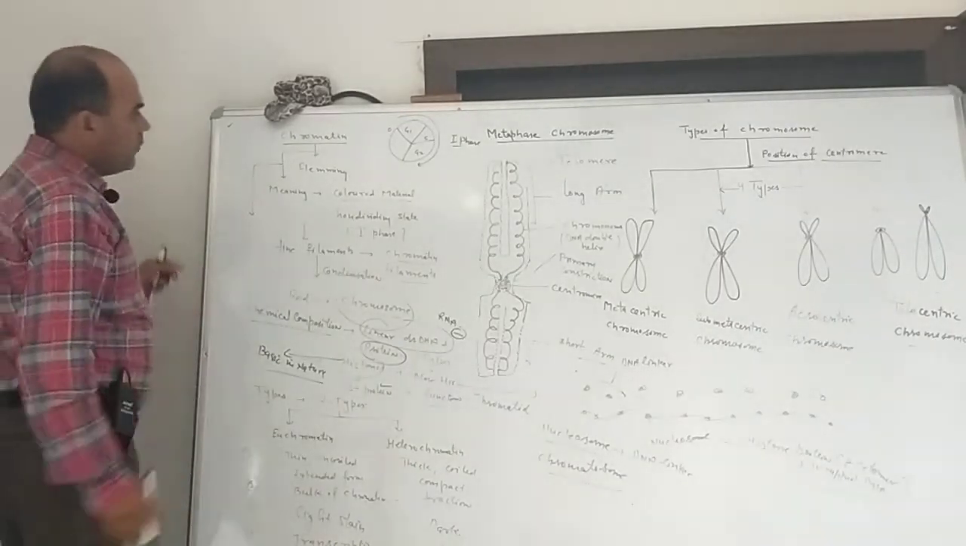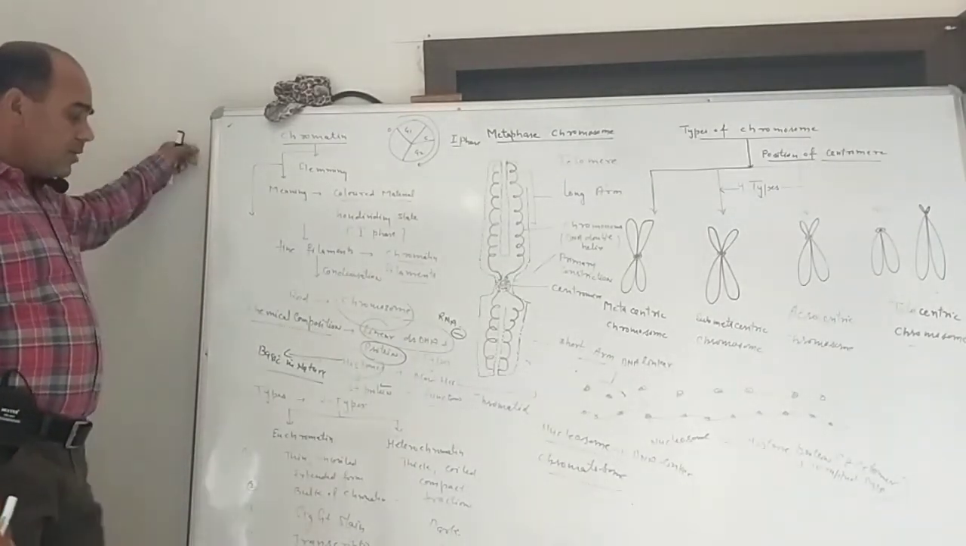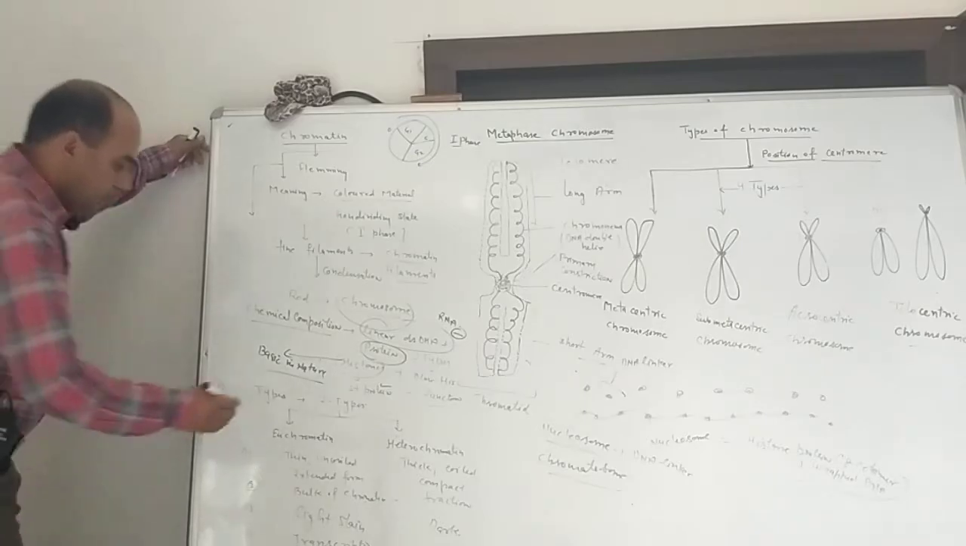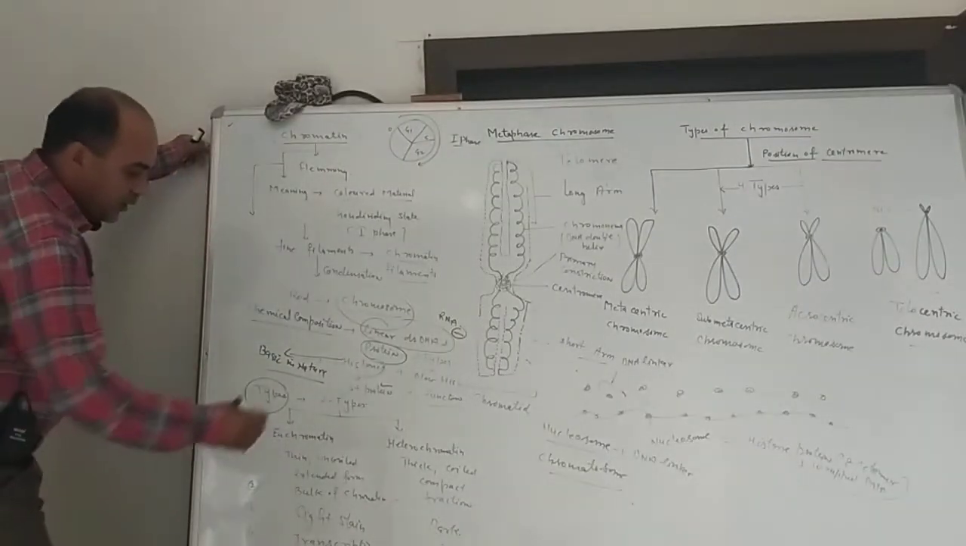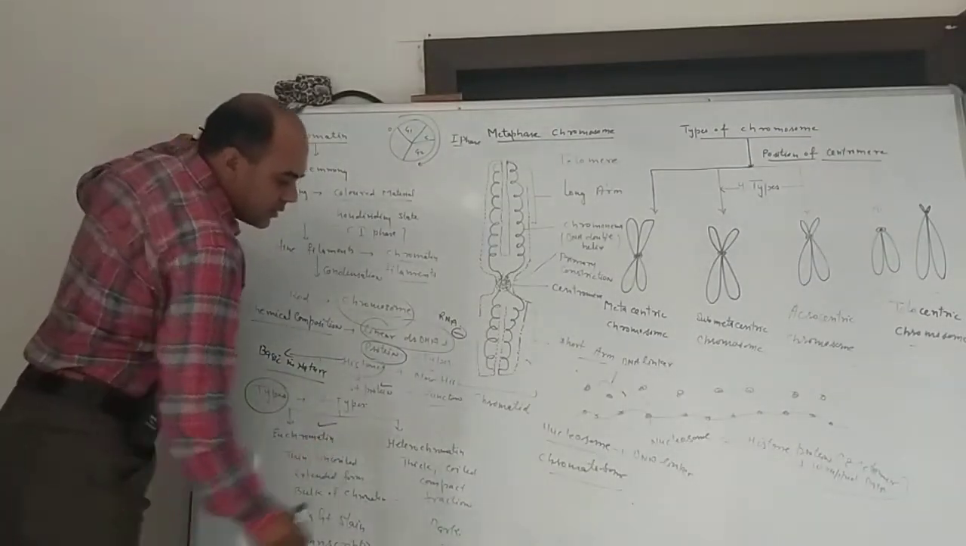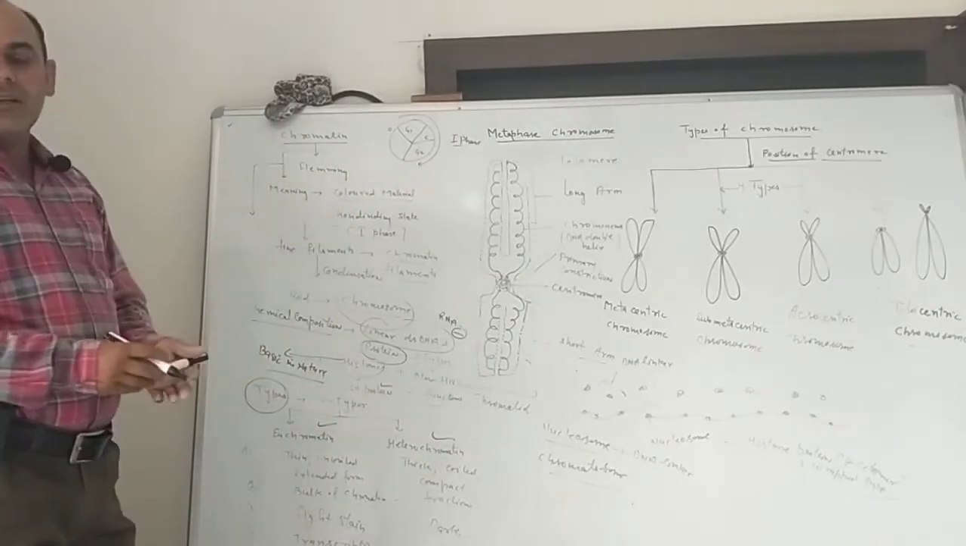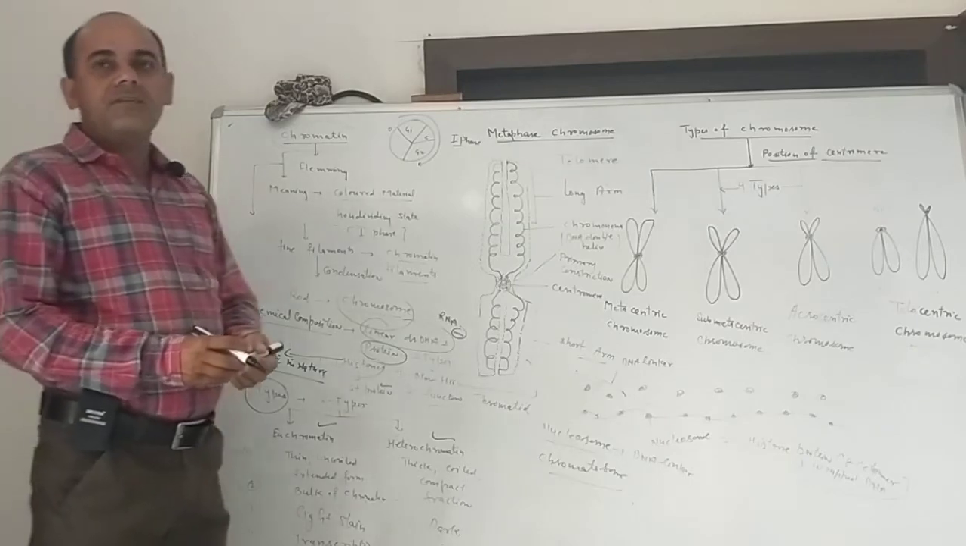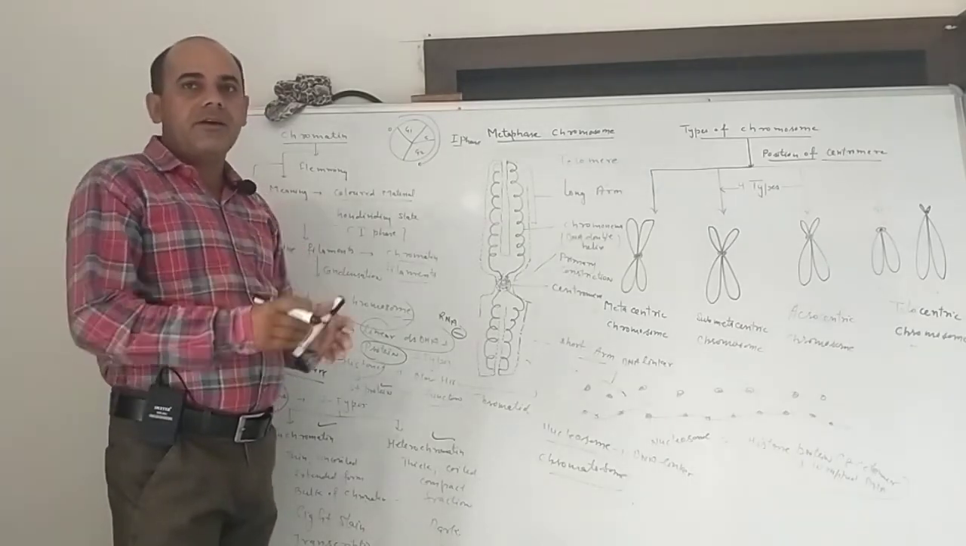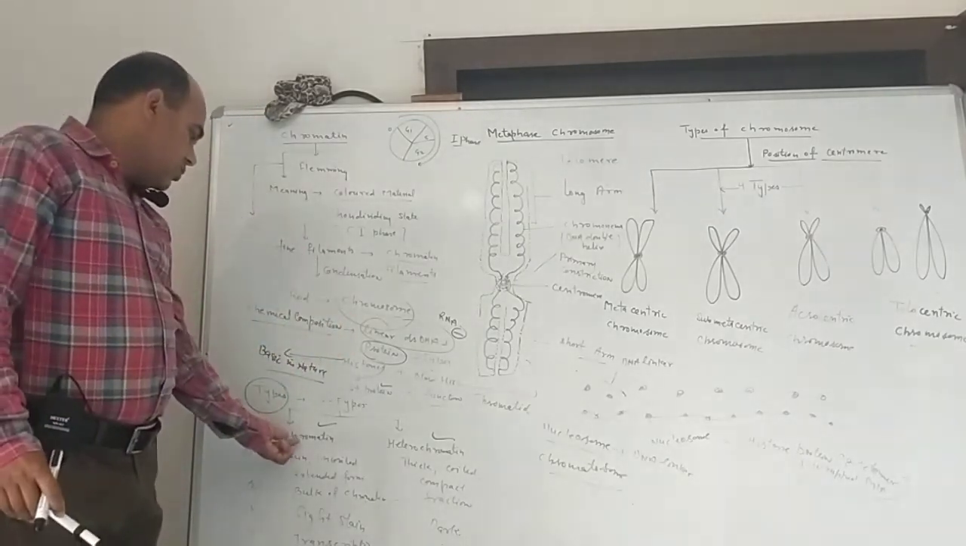How many types of chromatin are there? Basically, there are two types of chromatin. Look here. One type is called euchromatin. The second is called heterochromatin. There are some differences given here. How can we distinguish between euchromatin and heterochromatin? This euchromatin is called true.